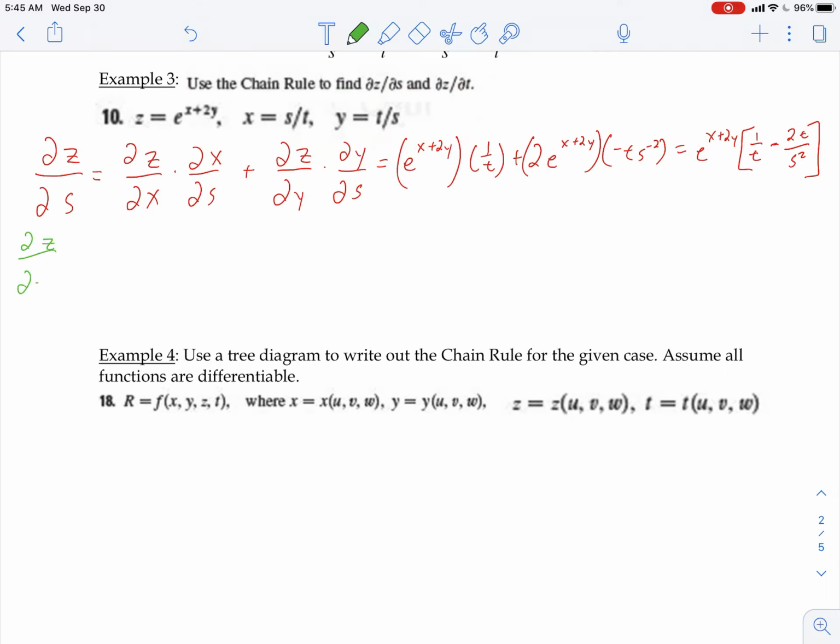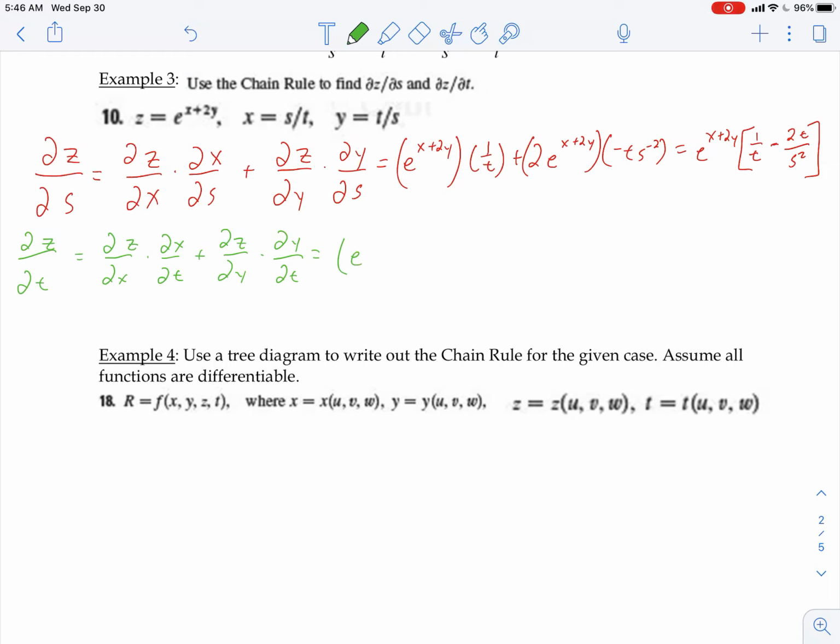All right, now let's go ahead and find the next one. So now the partial of z with respect to t. That's just going to be the partial of z with respect to x times the partial of x with respect to t plus the partial of z with respect to y times the partial of y with respect to t. All right, now let's go ahead and find everything.